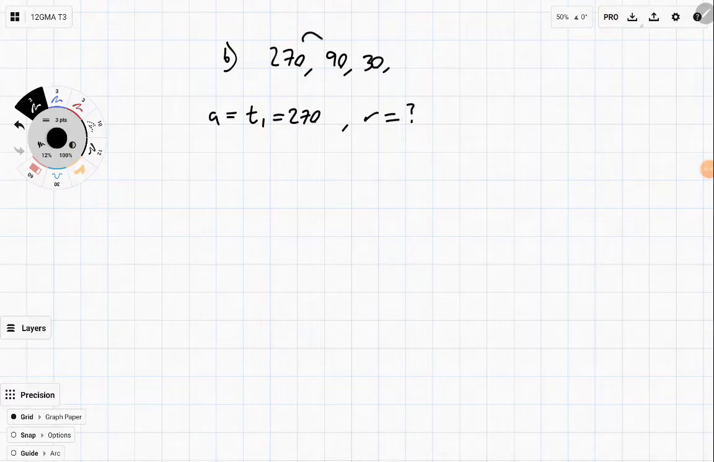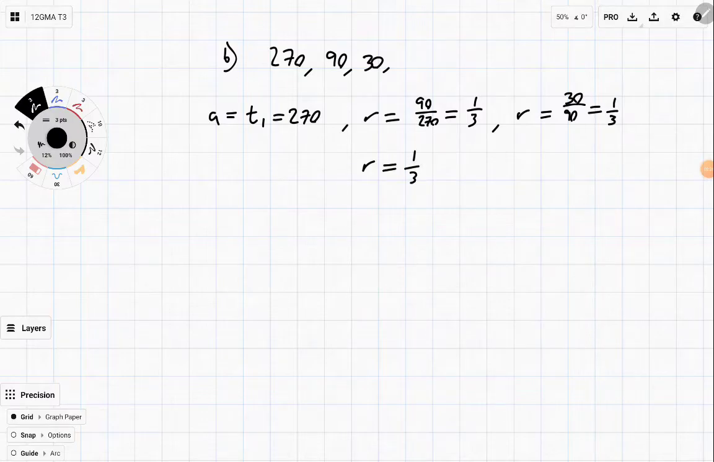Now, some of you might be able to recognize that it's dividing by 3, but that's not what R should be. R should never be written as divide. It should always be written as multiply. It's an important part about the common ratio. The easiest way to work it out is just to divide one term by the previous. So 90 divided by 270 is equal to a third. And also 30 divided by 90 is equal to a third. So therefore, since it's the same, this is a geometric sequence, and R is equal to a third.